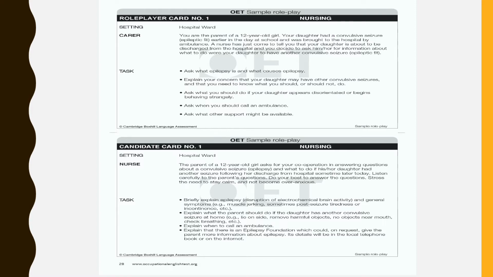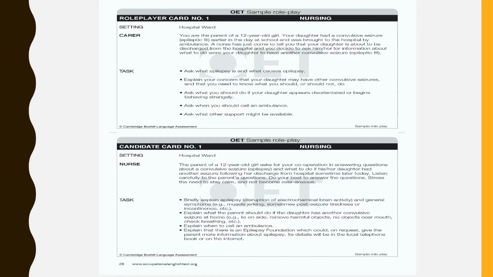You will receive information on each role play card, which you can keep reading while you are doing the role play. You may write notes on the role play card if you want to. The role play card explains the situation and what you are required to do. If you have any question about the content of the role play or how a role play works, you may ask at the beginning of the consultation.